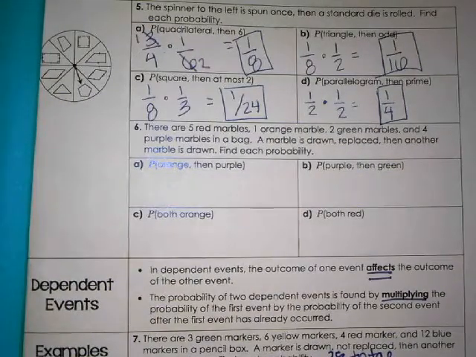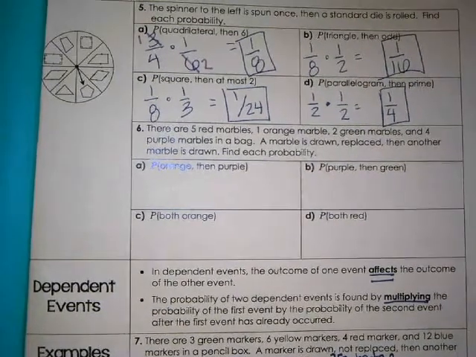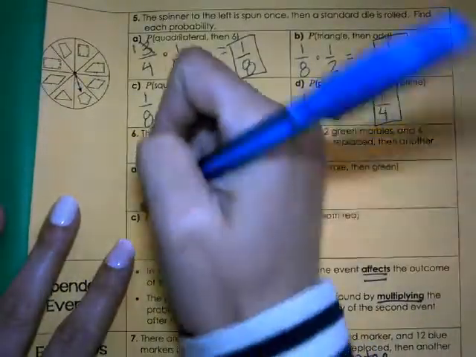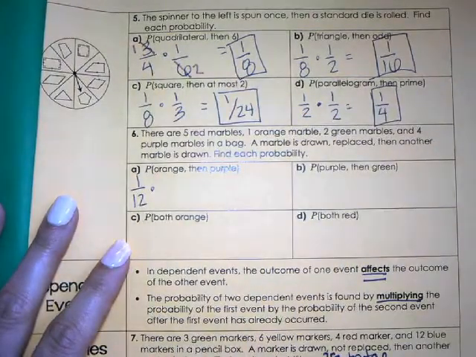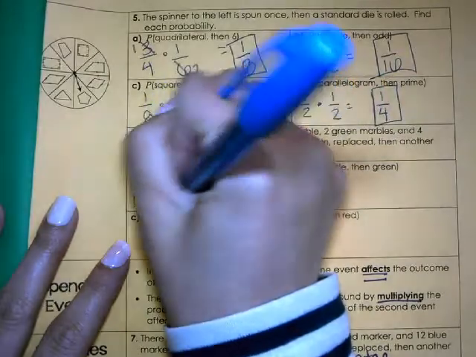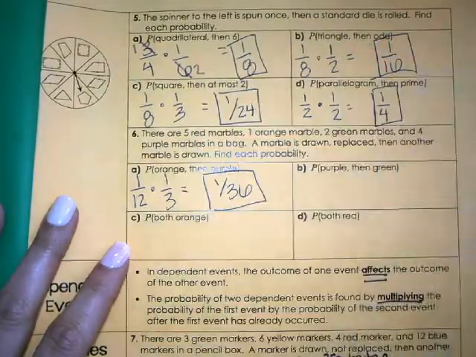Go. Here we go. Probability that I will get an orange marble. Who can raise their hand and tell me that one? Probability of orange. Addison. 1/12. Morgan, tell me the probability of getting purple. 1/3. What's that equal, everyone? Very good.